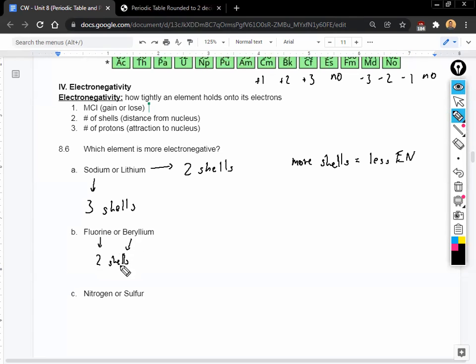What that means is we need to look at the protons. How many protons does fluorine have? Yeah, 9 protons. And how many protons does beryllium have?